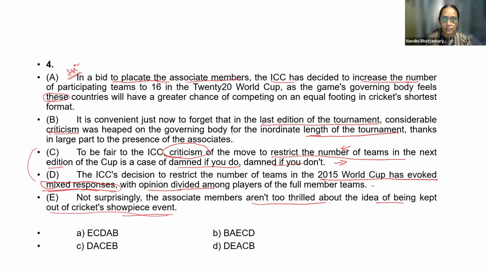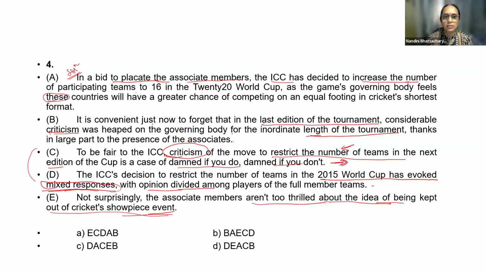Right? So here it's talking about mixed responses. Then this is talking about associate members don't want to be kept out. C is talking about that the criticism of restricting members in the next edition came up with both types of responses.